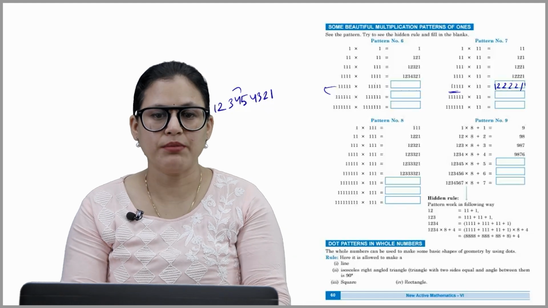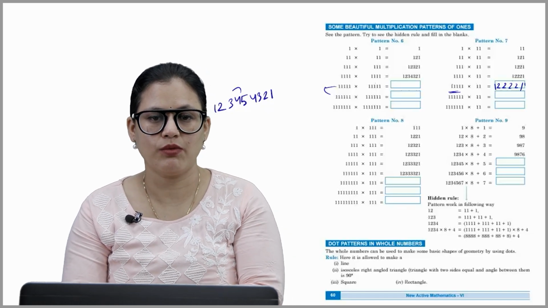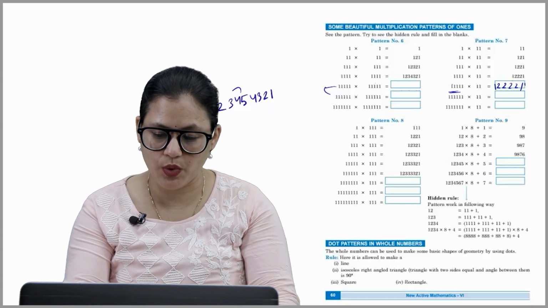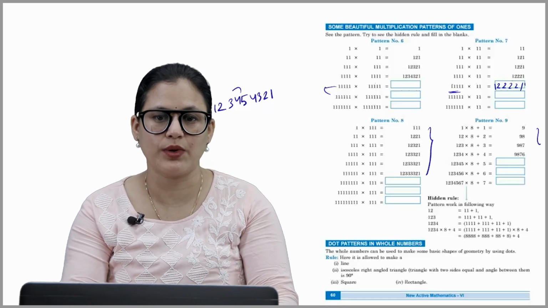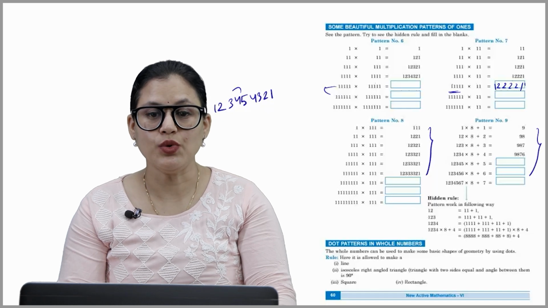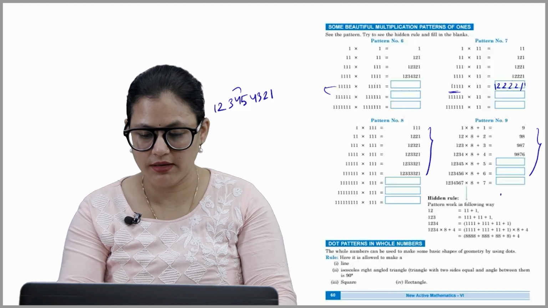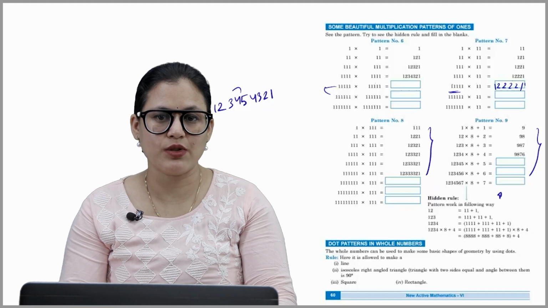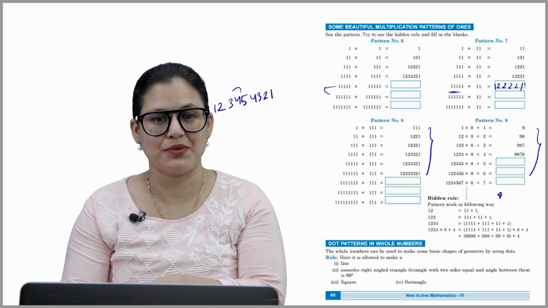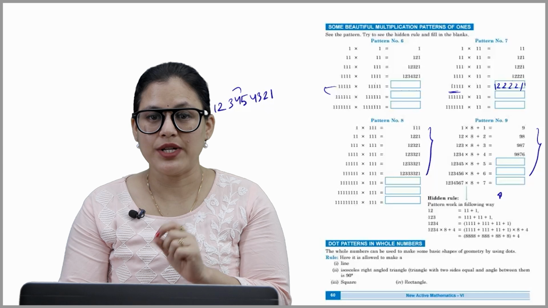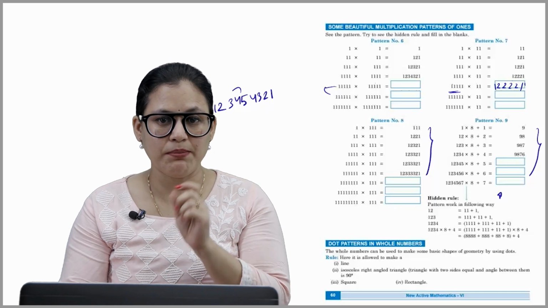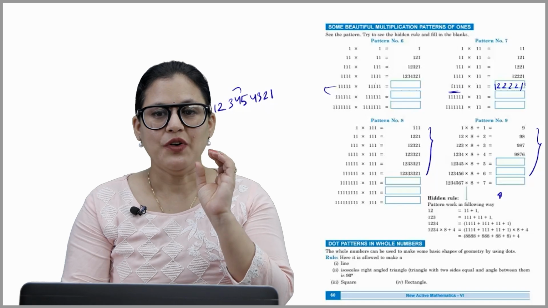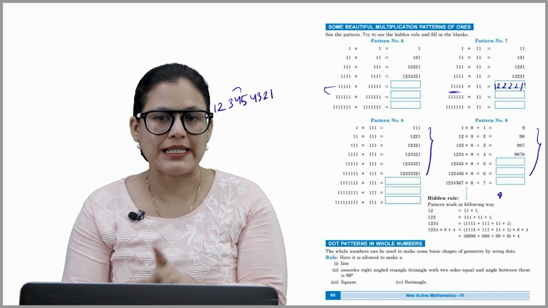Pattern number 8 is 1 into 111, then 11 into 111. You will all try to find out what kind of pattern this is, and this one also. And the hidden rule: the pattern works in the following way. 12 is equal to 11 plus 1. 123 is equal to 111 plus 11 plus 1. 1234 is 1111 plus 111 plus 11 plus 1.